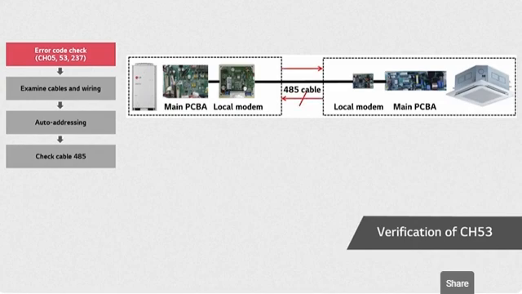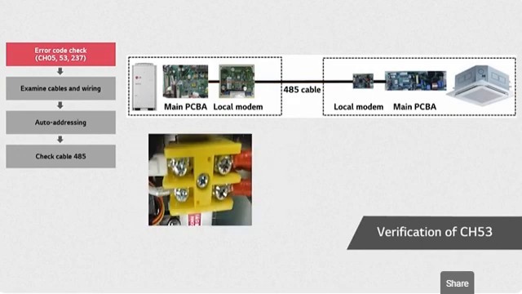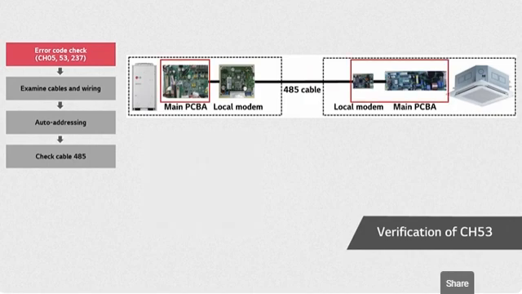CH53 occurs when the ODU sends data to the IDU, but the ODU cannot receive any signal. When error CH53 occurs, first, you will need to check if the 485 cable between indoor and outdoor units is properly installed. Second, check if the communication cable is loosely or not connected to the block terminal. And third, check if there is any local modem or main PCB error.